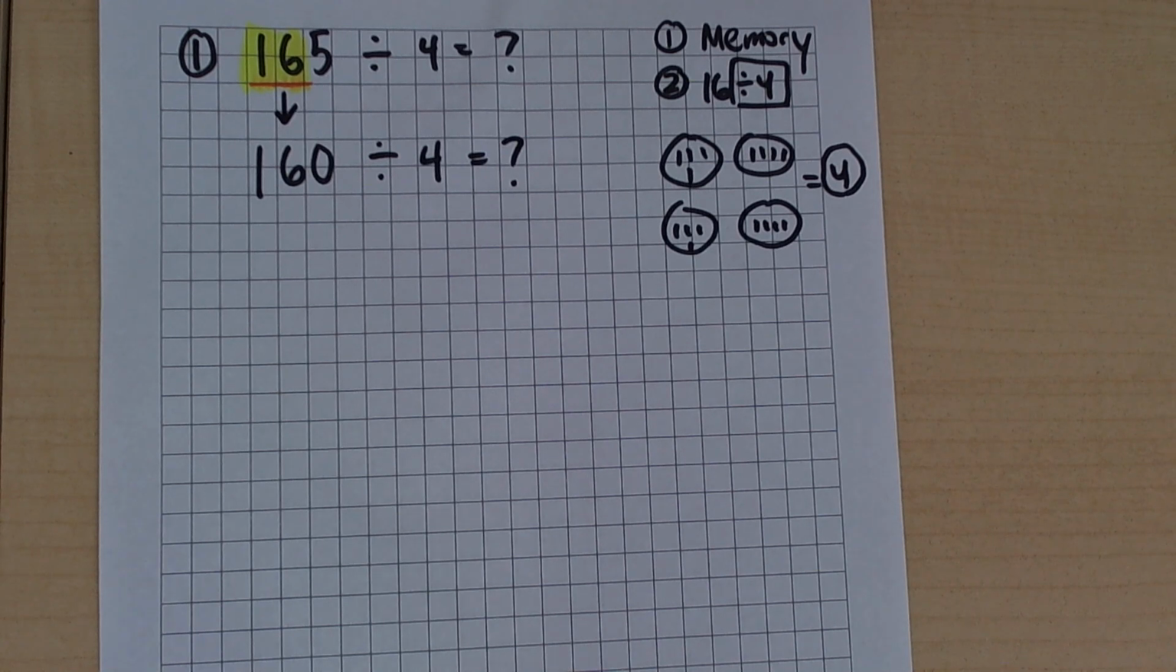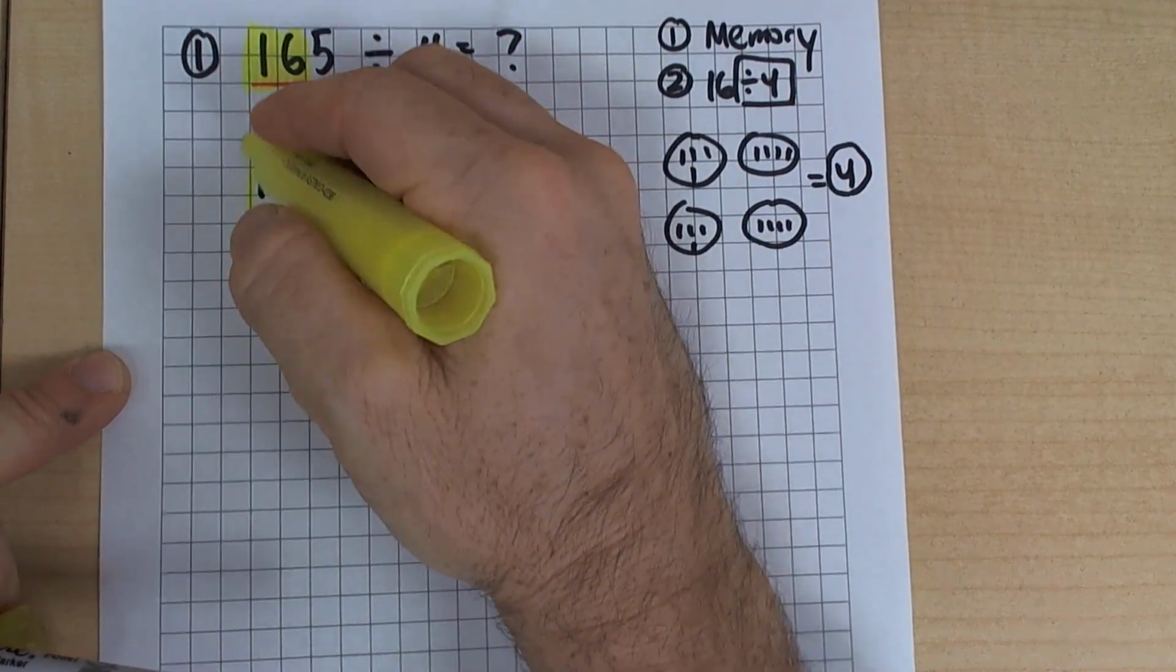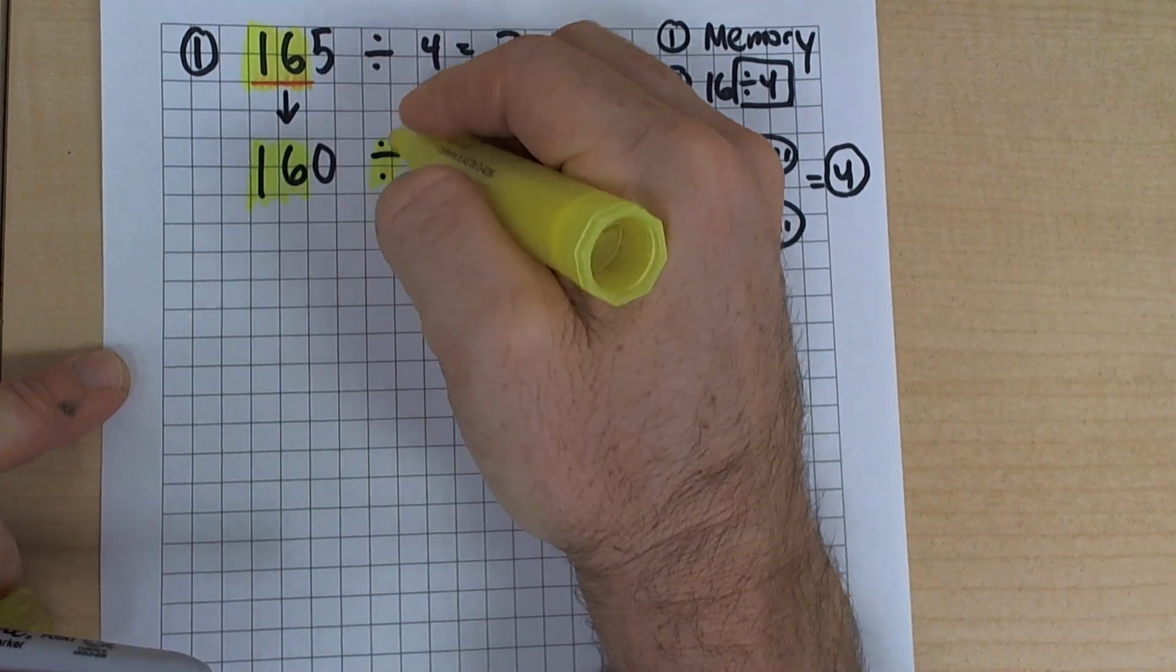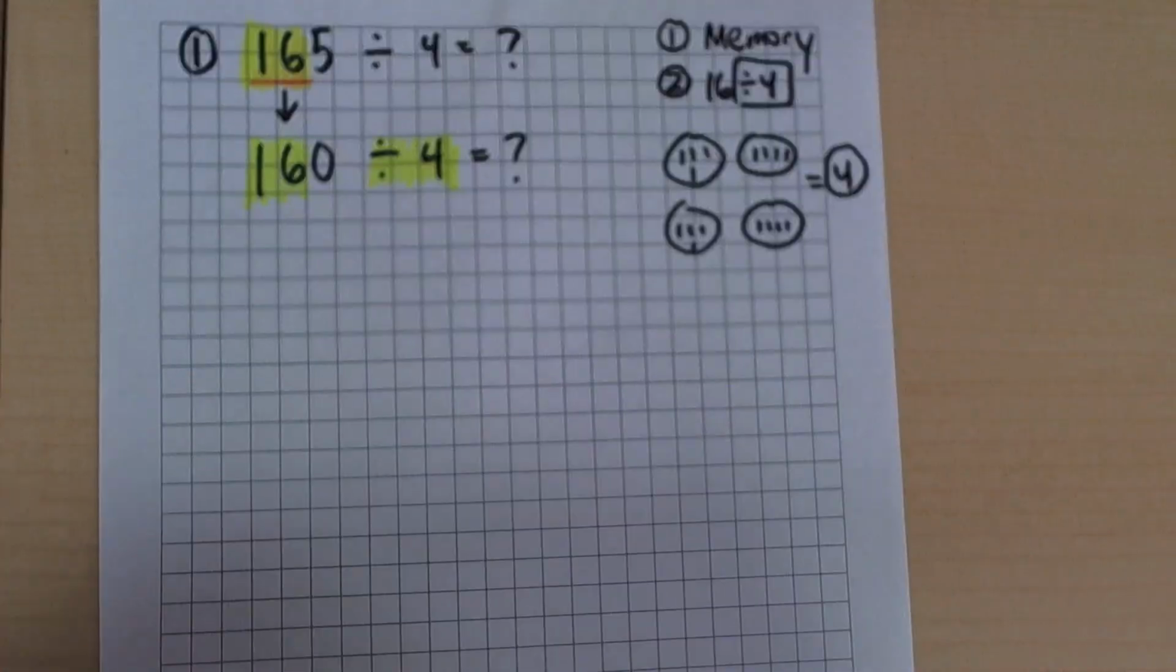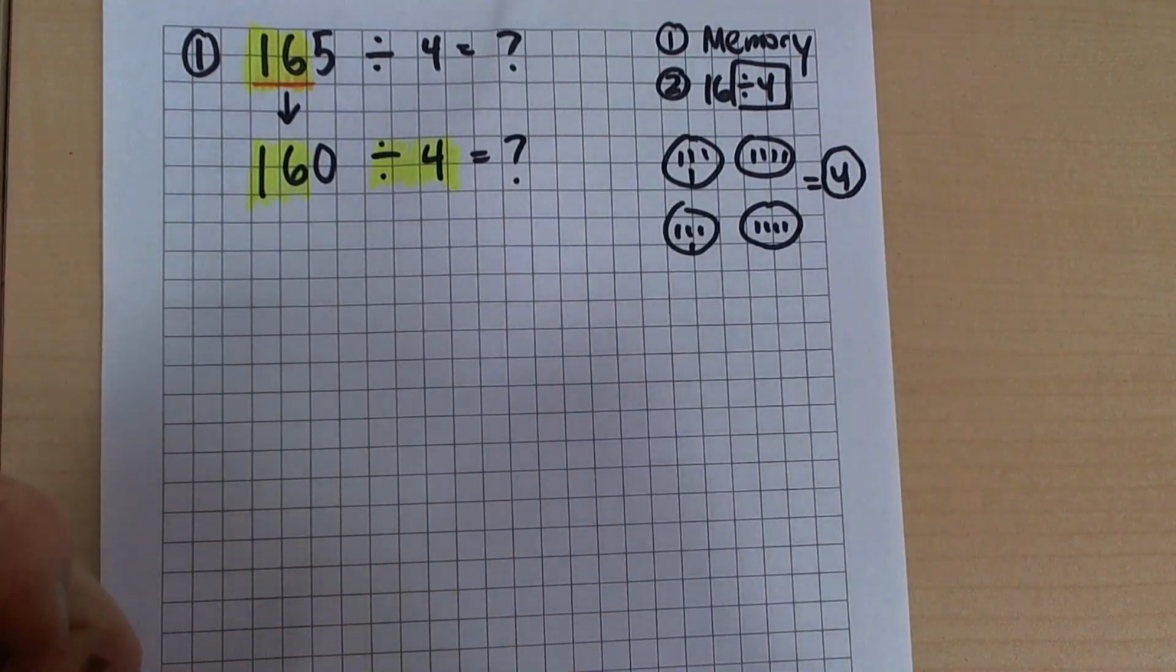Okay, so the strategy was look at the basic fact. I see 16. I see divided by 4. I know 16 divided by 4.